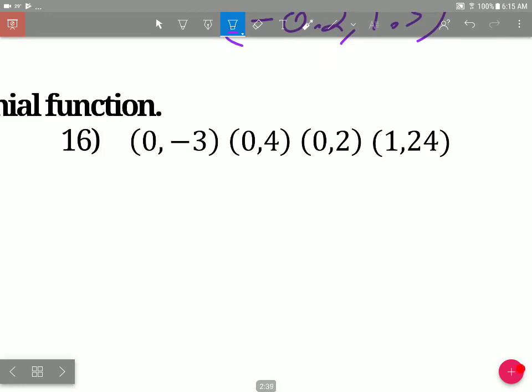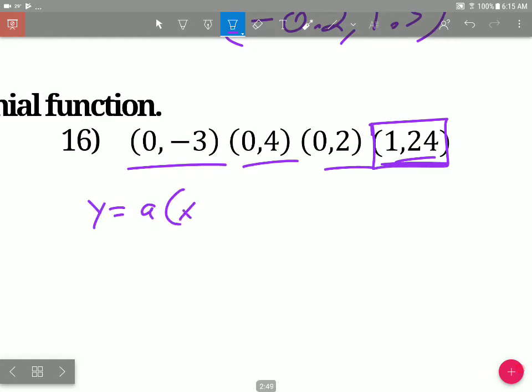Alright, so they give us 3 zeros again, and they give us this 1 point. This point we're going to use for our scalar. So here we go, we got y equals a. The x is a minus 3, so it's a plus 3. It's a positive 4, so it's going to be an x minus 4. And it's a positive 2, so it's going to be an x minus 2.